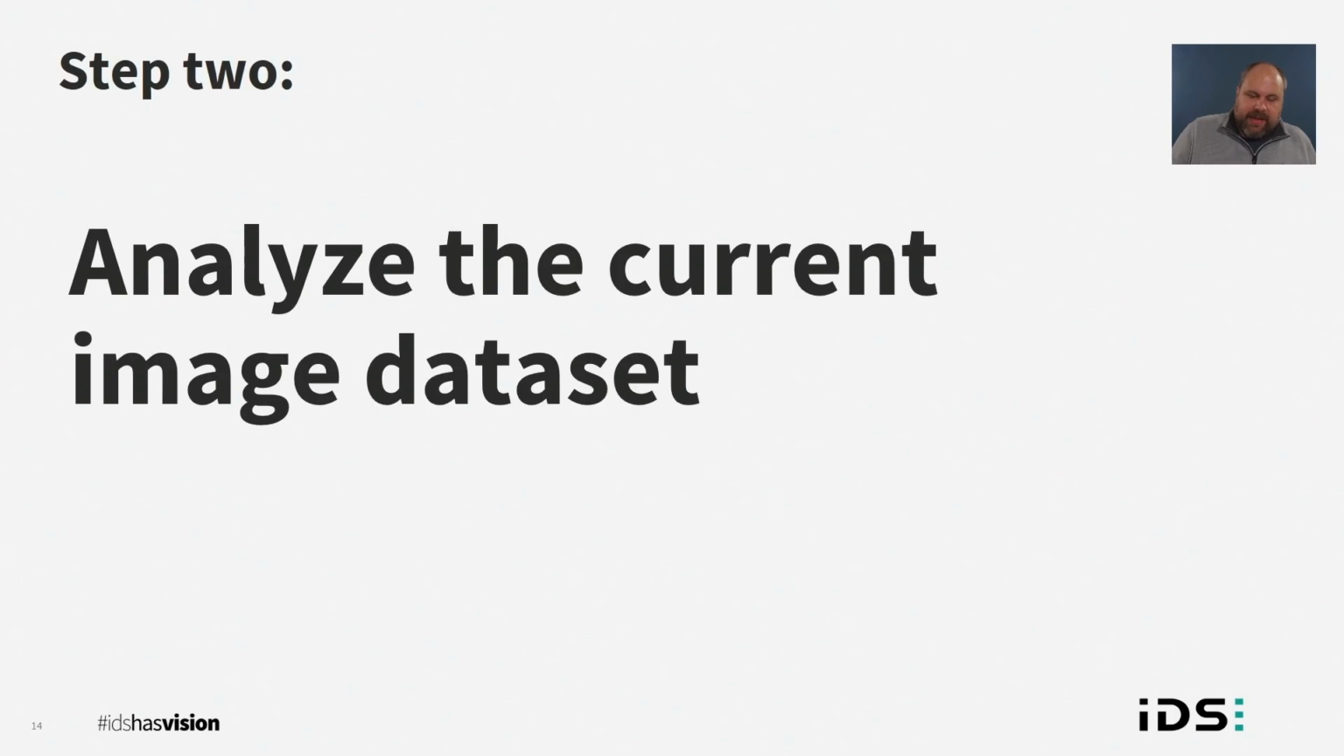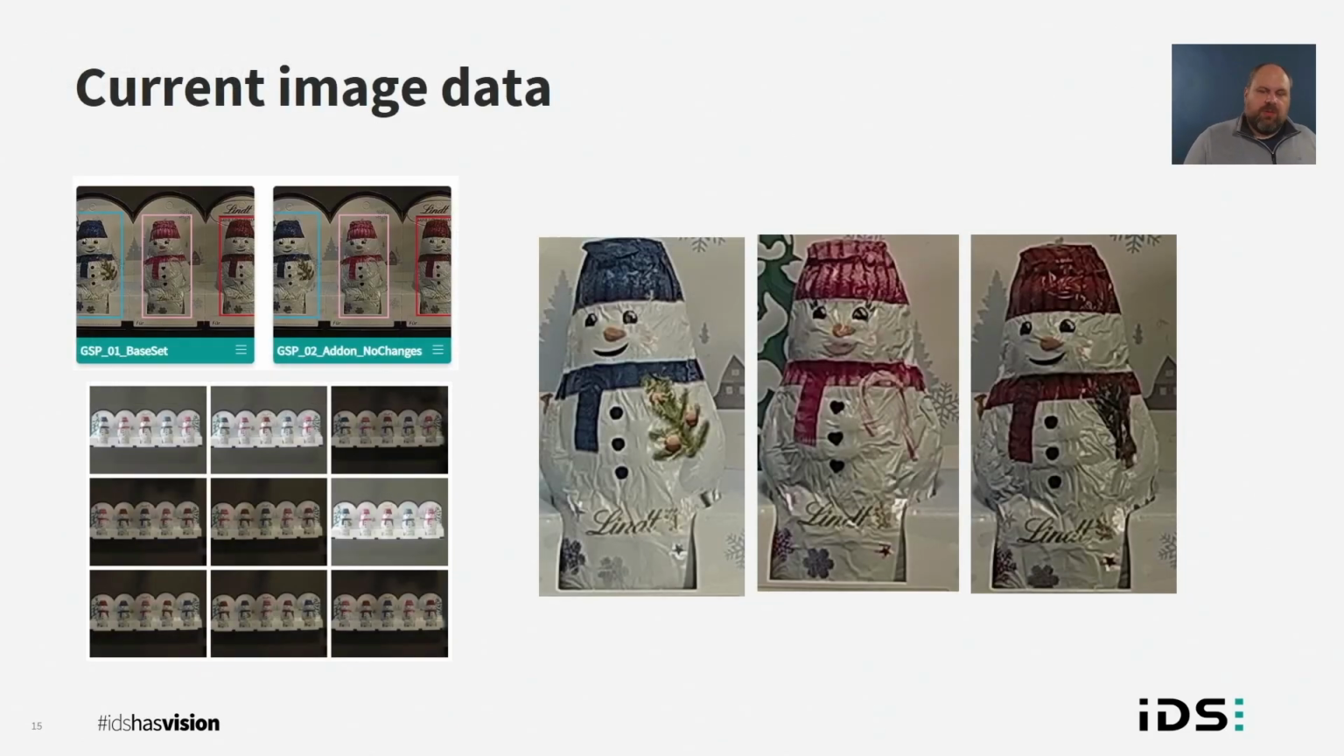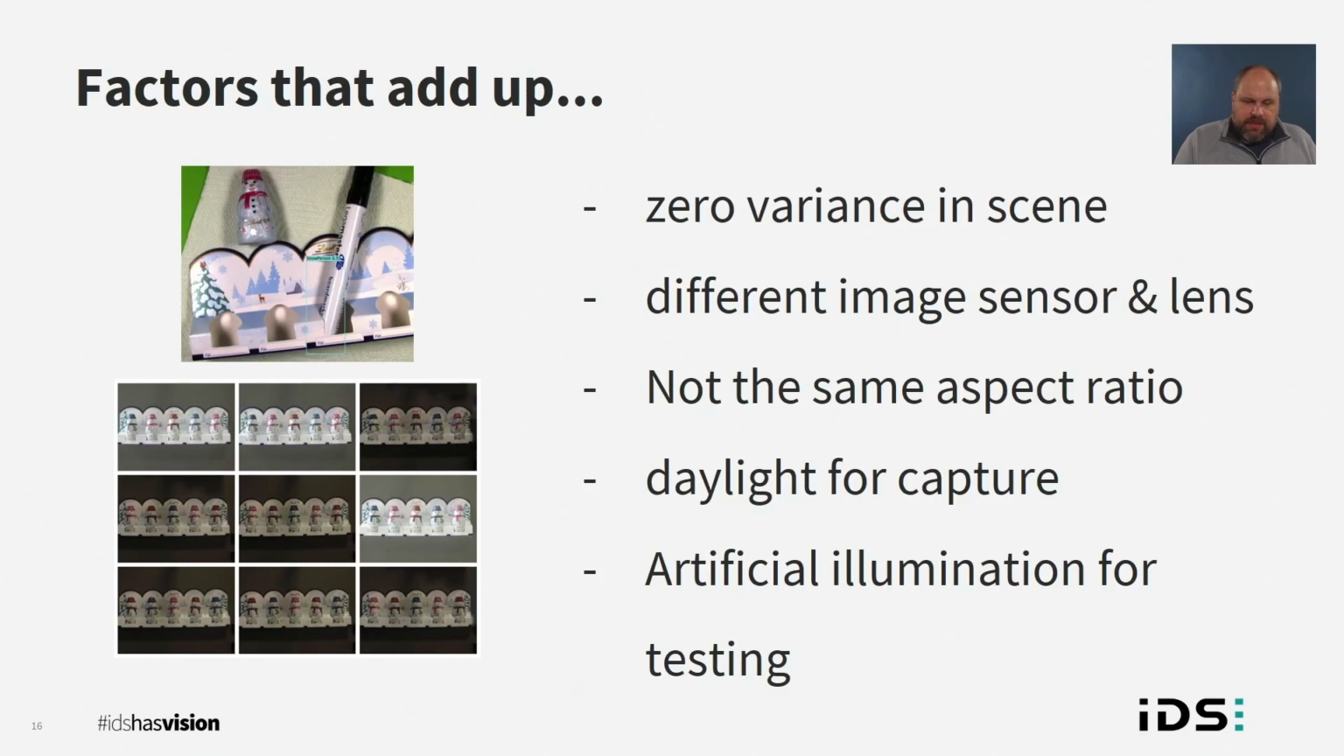And let's analyze the current image data set. So all these factors that we discussed, like just using the perfect images, that adds up. As you can see, there was 0 variance in the scene. I used also, to confuse it a little bit more, a different lens and a different image sensor when I took the image. I violated the aspect ratio by choosing images between 16:10 and 4:3.